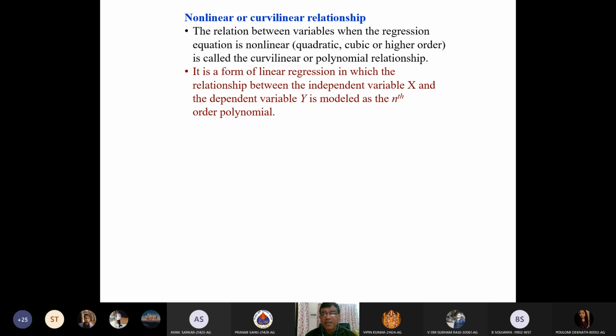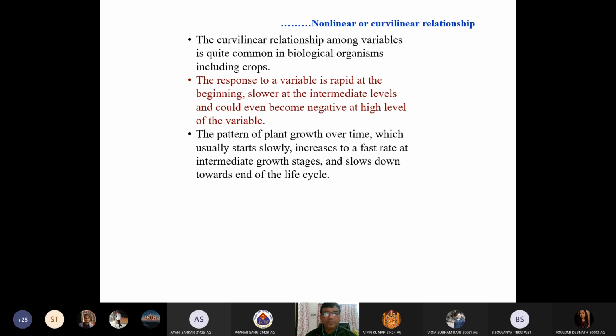It is a form of linear regression. Even in curvilinear equation, you see the word linear is there. So it is also a kind of linear, but it is curvilinear. It is a form of linear regression in which the relationship between independent variable x and the dependent variable y is modeled as the nth order polynomial. Means it can be x power 2, x power 3, or some other form of polynomial equation.